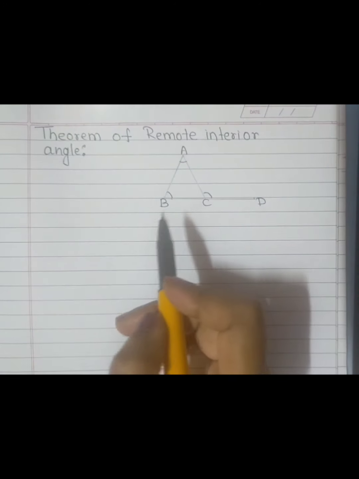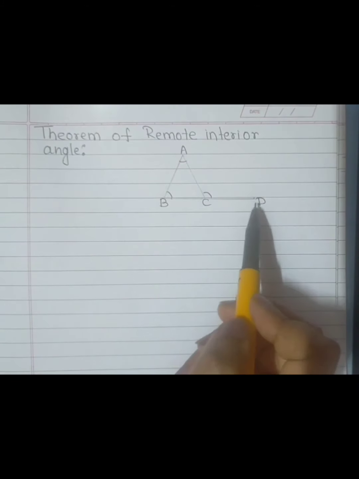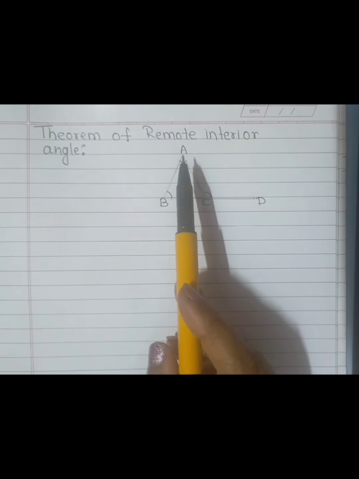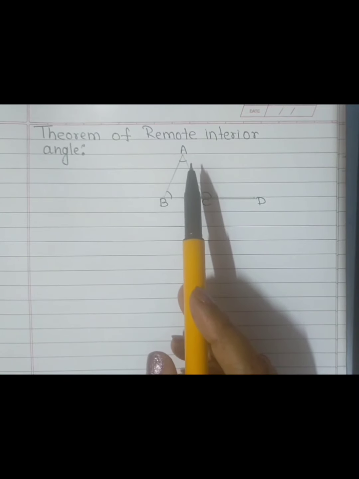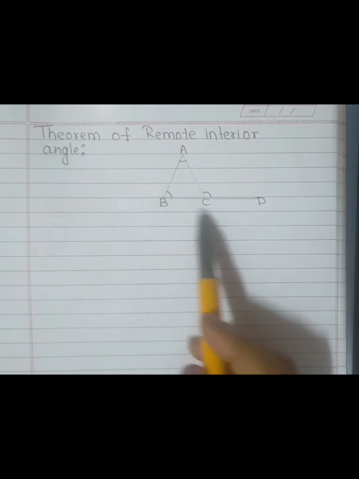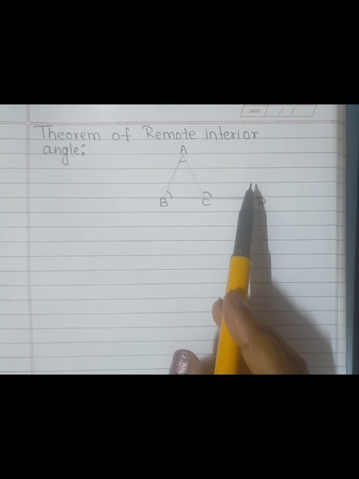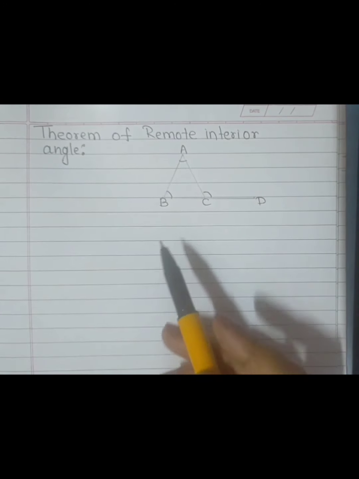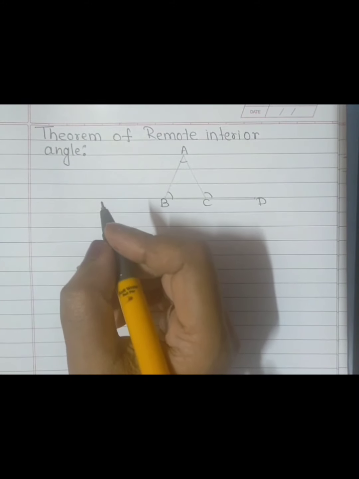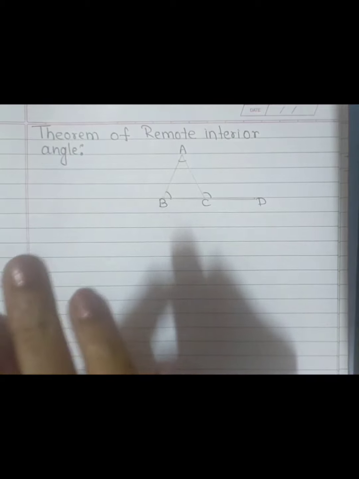So I have drawn this diagram, which is ABCD with a triangle. Okay, here the measure of an exterior angle of a triangle is equal to the remote interior angle. So we have to show this in this theorem that the measure of an exterior angle of a triangle is equal to the remote interior angles.